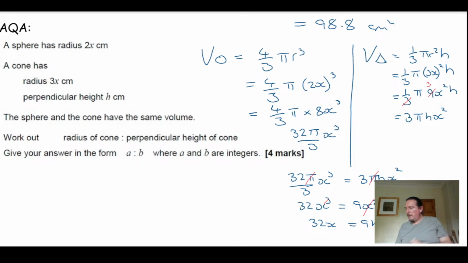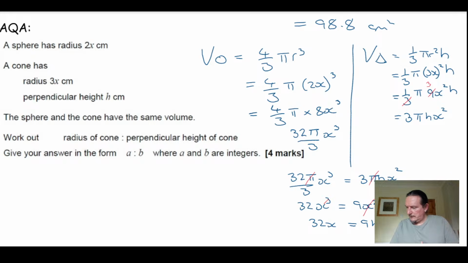Do they give the 4/3 pi r cubed? Yeah, they always give you the formula for a sphere when they get you to do it. Okay, so I've got 32x equals 9h. So work out the ratio of the radius of the cone to the perpendicular height of the cone. So I'm going to do that then.